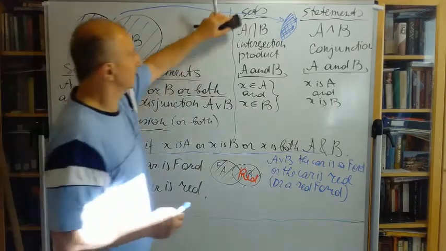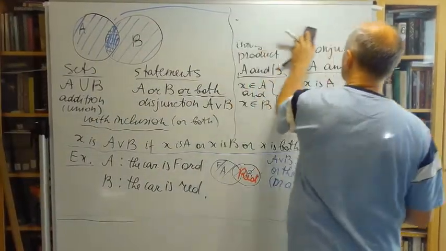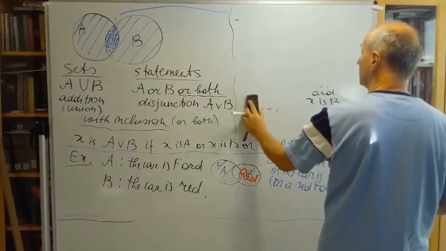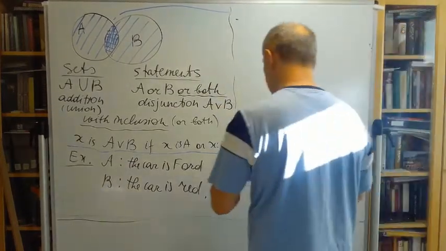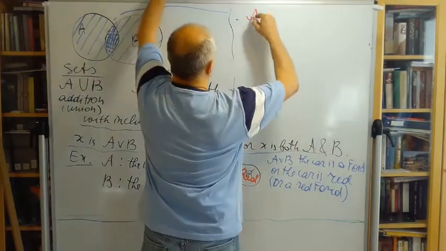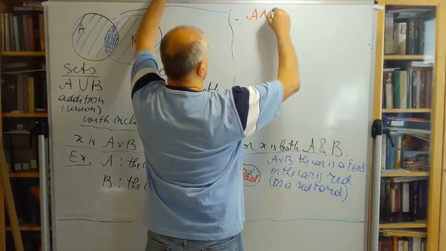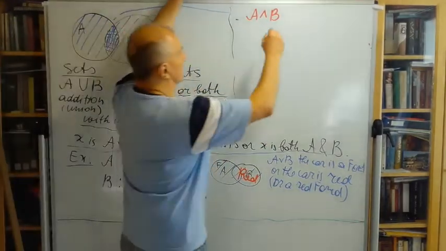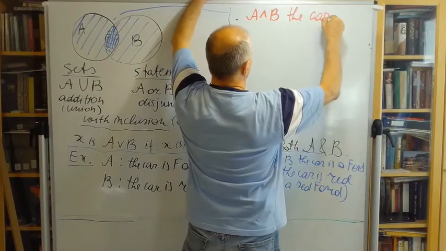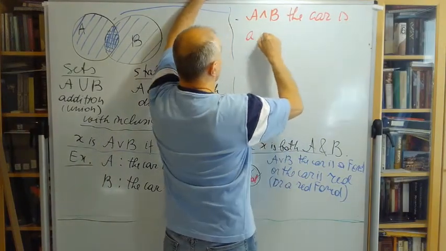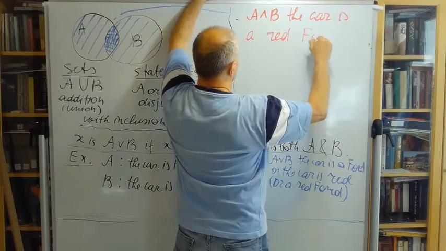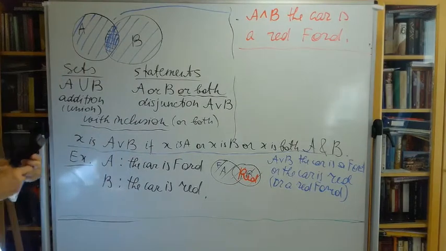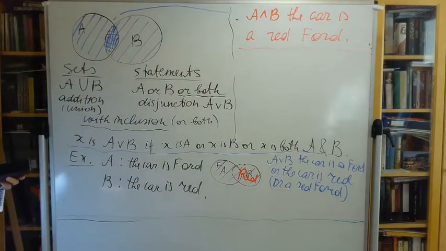What about the intersection? The car must be Ford and must be red. A intersection with B, or A and B, the car is a red Ford. I think this part is pretty clear.